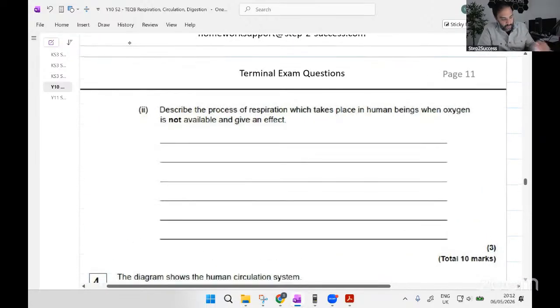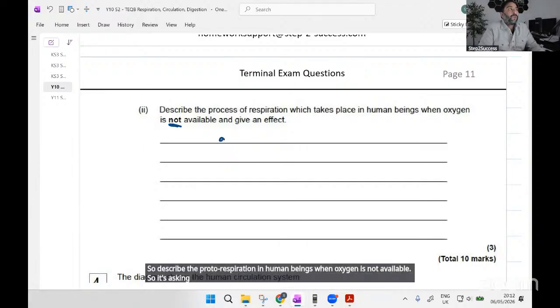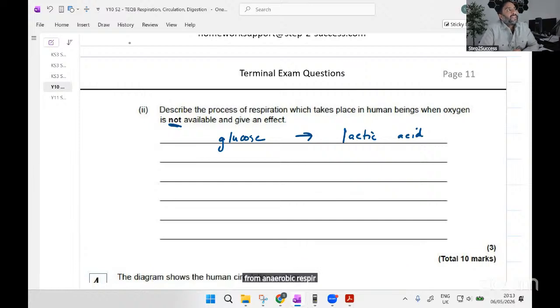And in human beings, the main thing you need really is, describe the process of respiration in human beings when oxygen is not available. So it's asking you to describe anaerobic respiration in humans. The equation, which probably gets you a couple of these marks, is glucose arrow lactic acid. Lactic acid is what's produced from anaerobic respiration in humans. And I think that's pretty much it, actually.